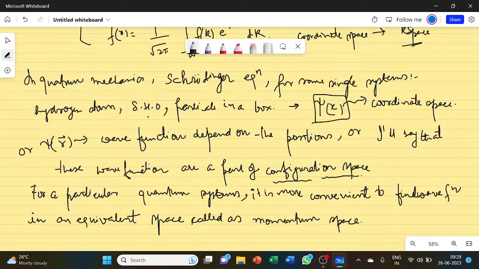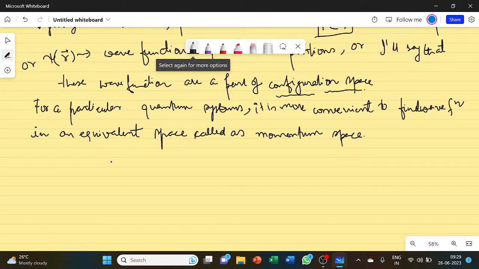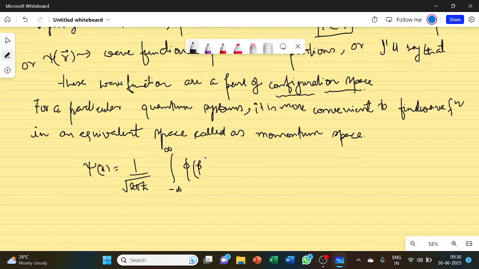space. Now, this particular conversion is related by, we'll see all these things later on in quantum mechanics, but right now, because we are discussing Fourier transform, this particular transformation is related by Fourier transform. So your psi of x, you can write it as 1 upon root 2 pi h cut, integral from minus infinity to plus infinity of phi of p, which is the wave function in the momentum space, times e to the power iota p x upon h cut, and then dp.